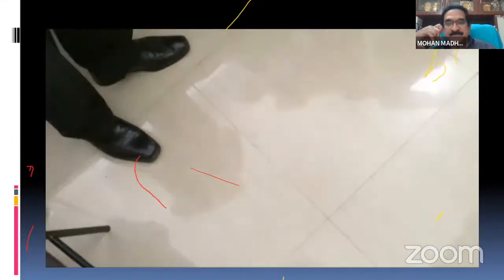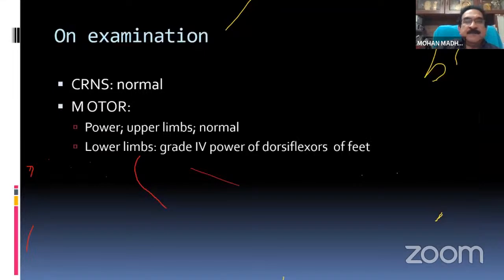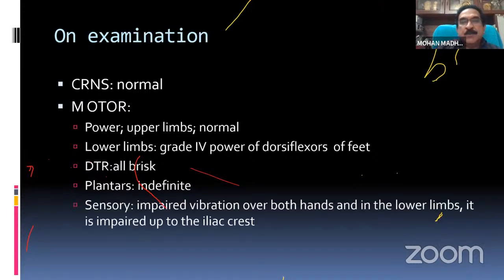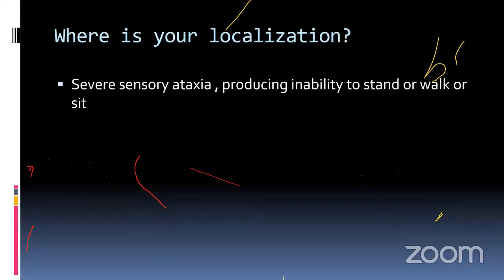Severe ataxia. So on examination, sensorium normal, motor power upper limbs normal, lower limbs power normal, and the dorsum of the feet. Reflexes all brisk, plantar indefinite. Impaired vibration on both hands and in the lower limbs, sometimes up to and including the iliac crest. Gait severe ataxia. Very localization. Ankle reflex absent, sir. Brisk.